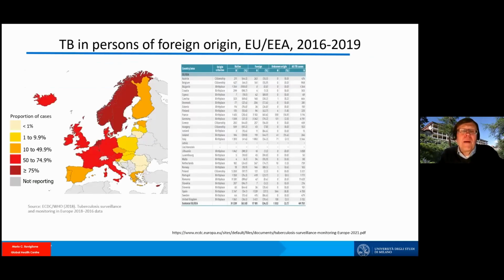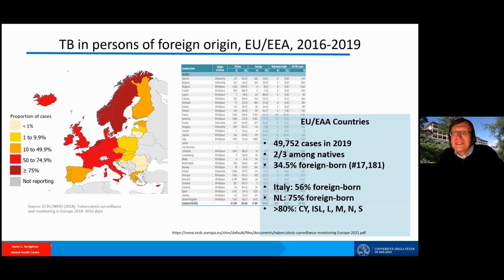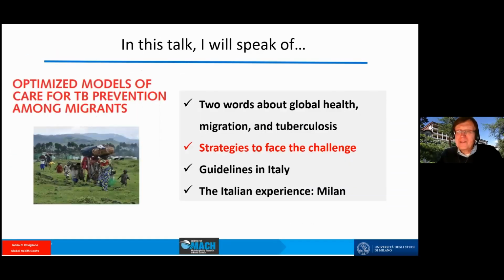And this is the map that you can compile. On the left is the latest one I found in 2018 from ECDC. And what impresses you is the fact that the majority of Western European countries, the vast majority, have a proportion of cases among the foreign-born that exceeds 50%. And at the center there, you have the latest data from 2019. What they say is this, just not to go into any detail, but of nearly 50,000 cases in the European Union, you have 2/3 among natives, which means 34.5% among the foreign-born. And you have, in the case of Italy, 56%, and in the case of the Netherlands, 75%. And there are a few countries listed there, like Sweden, for example, that have more than 80% of the cases among the foreign-born. So let's look at the strategies to face this challenge.